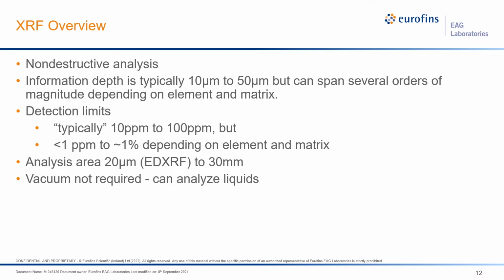XRF can measure areas as small as 20 microns and up to 30 millimeters in diameter based on the type of instrument, something we'll look at in more detail in the next slide. XRF also does not require a vacuum except for the lightest elements, which makes it suitable to analyze liquids directly.